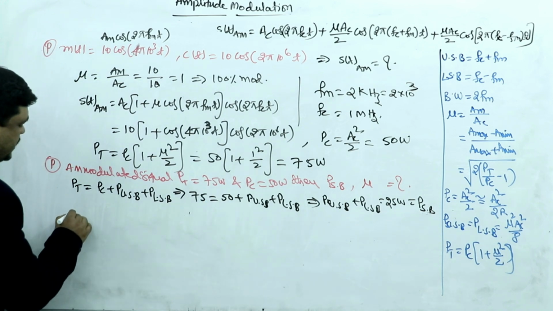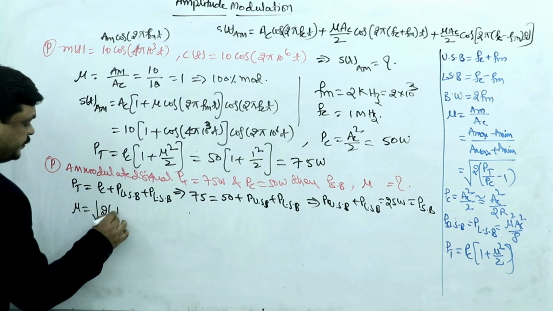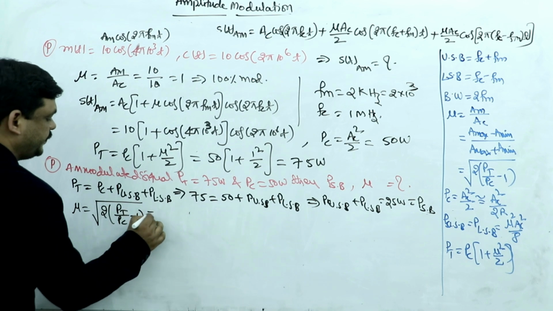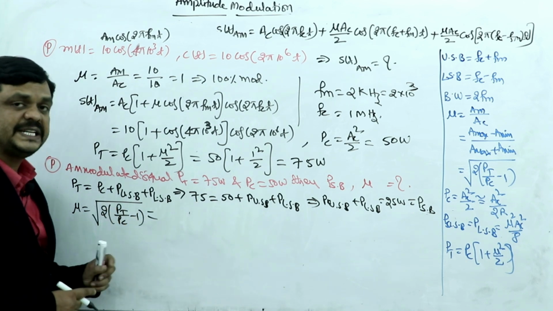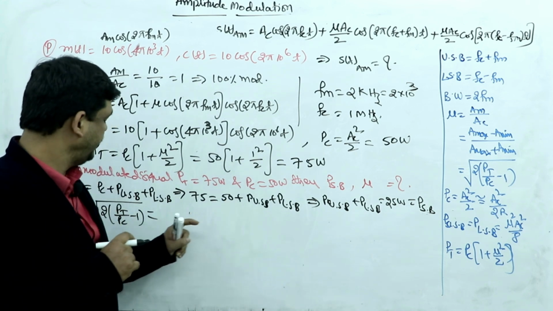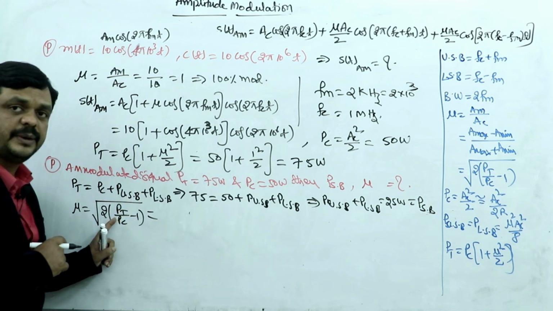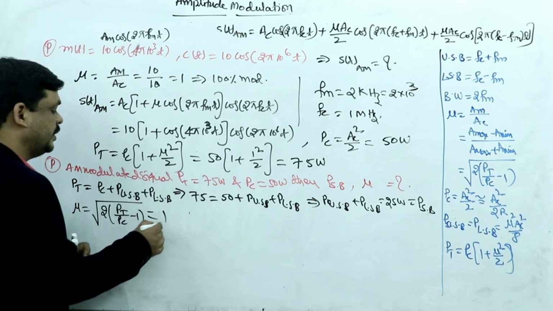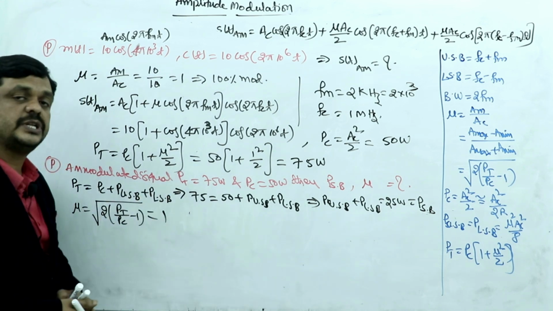Already we have discussed the standard equation of modulation index from the total power. So 2 into Pt by Pc minus 1, all under the square root. Then substitute these values here. Total power is 75 and Pc is 50. 75 by 50 becomes 3 by 2. So 3 by 2 minus 1 becomes 1 by 2, and the modulation index becomes how much here? 1. So this type of question is also expected.